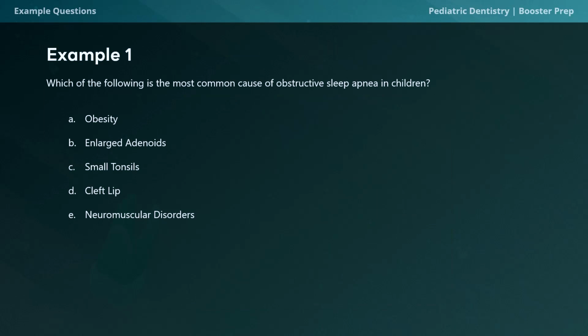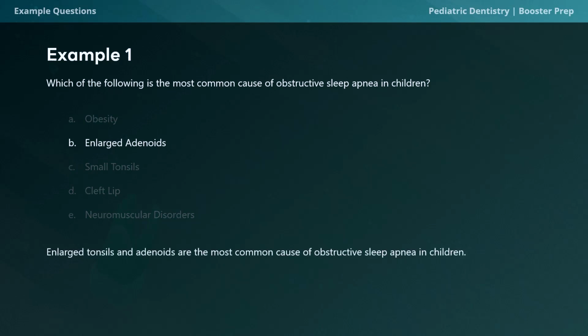So let's jump into some questions. Question one is which of the following is the most common cause of obstructive sleep apnea in children? Take a moment to pause and think about this one. The correct answer to this question is option B, enlarged adenoids. Enlarged tonsils and adenoids are the most common cause of obstructive sleep apnea in children.